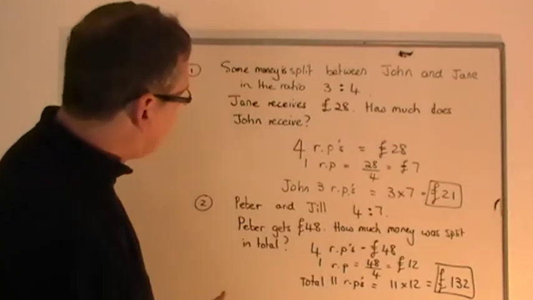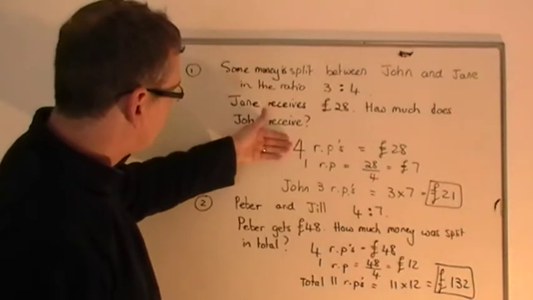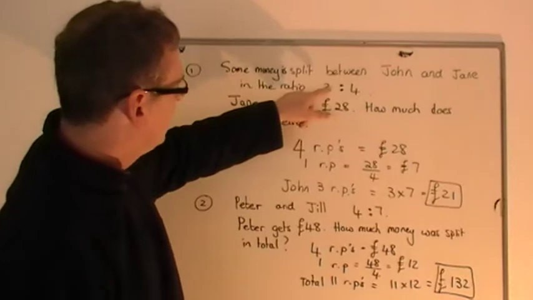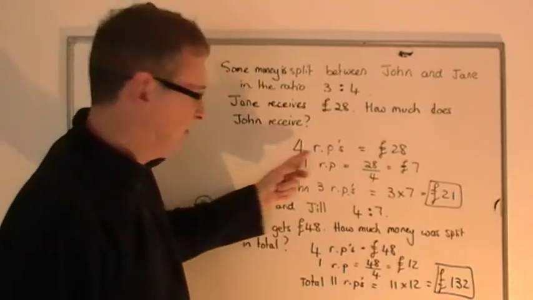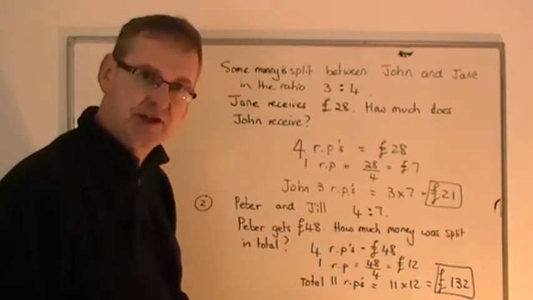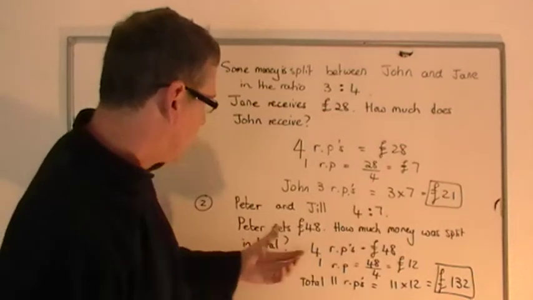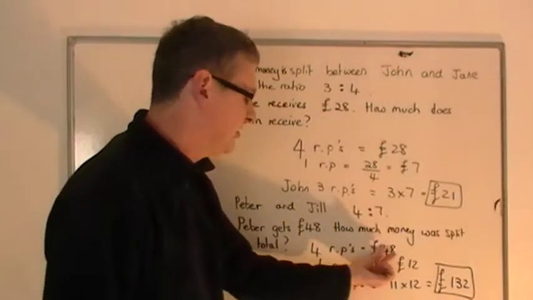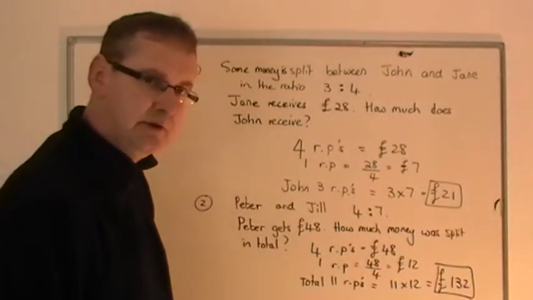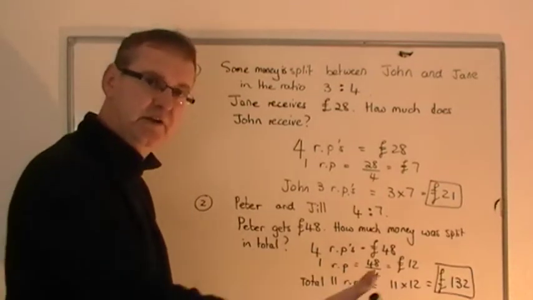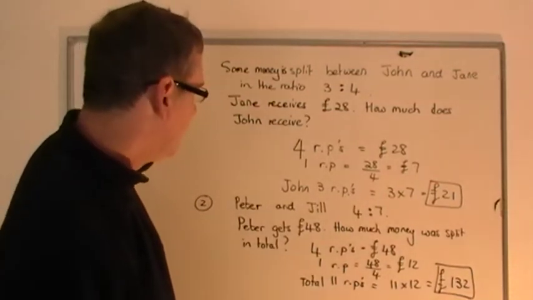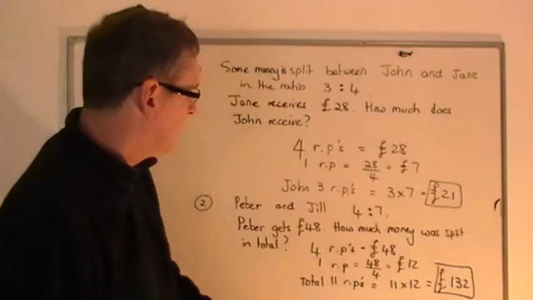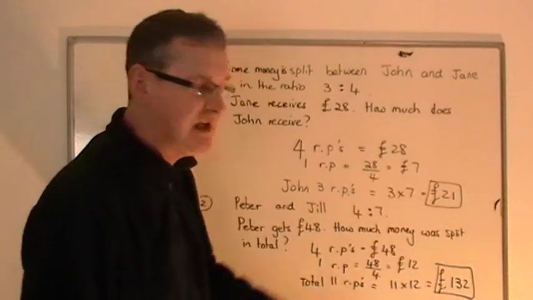Okay, so just be careful how you set out the initial starting line. The big mistake here, as I said before, would be 3 and 4 gives you 7 ratio parts equals 28. Without thinking about it, some people would put that. And likewise here, some people might say 4 and 7 is 11 and start off by saying 11 ratio parts is 48. No, you're using the same technique that you did in the first video here. You've got to be very careful. The information here is Peter gets £48, so Peter is 4 parts. 4 parts, 48 is the starting line.